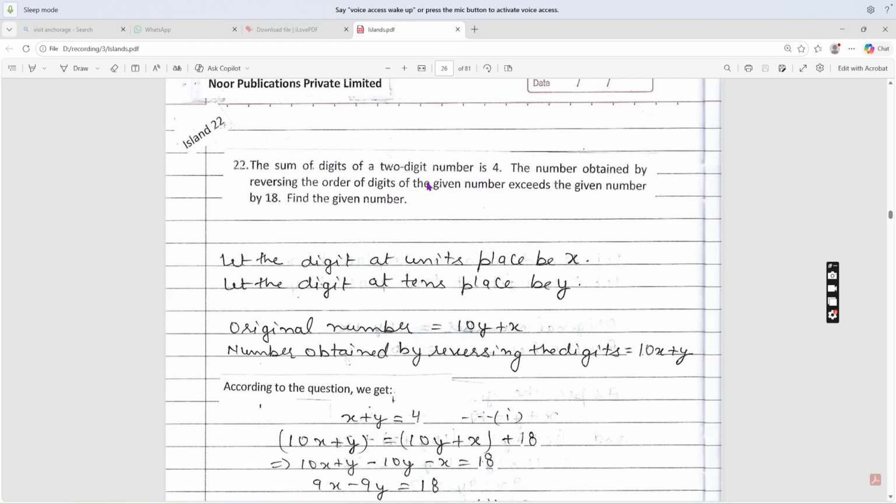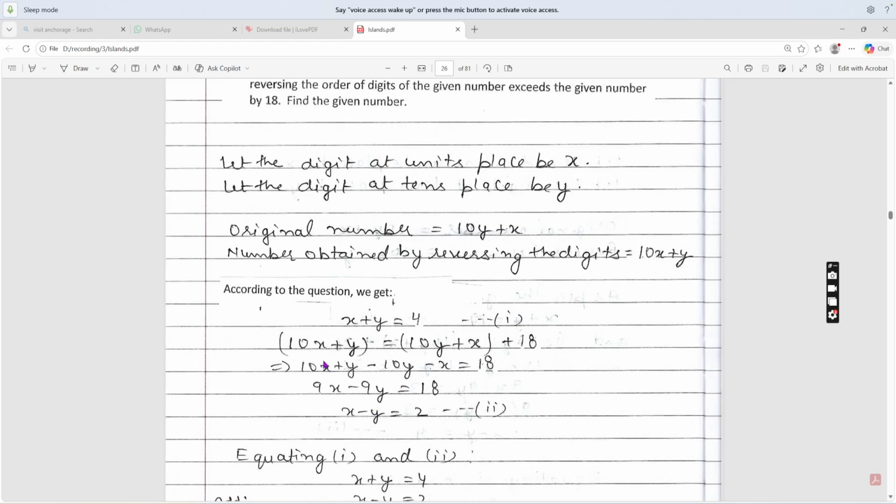Now for the number obtained by reversing the order, on the LHS we have to put the new number, or reverse number, which we obtain by reversing the order of the original number. So that would be 10x plus y is equal to the given number plus 18, since it exceeds the given number by 18. Exceeds means plus 18 on the given number. If it is written, it is fine. Even if it is not written, we have to compare it with the given or original number, that is 10y plus x. Now we will just open all the brackets.